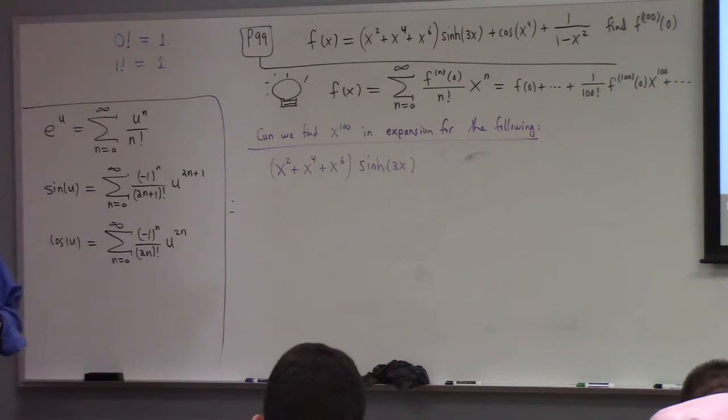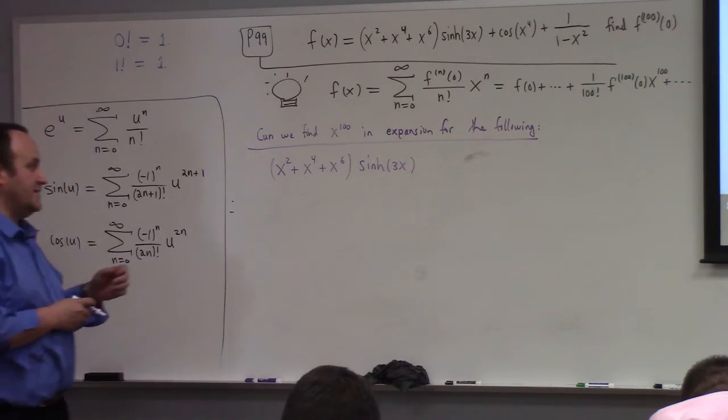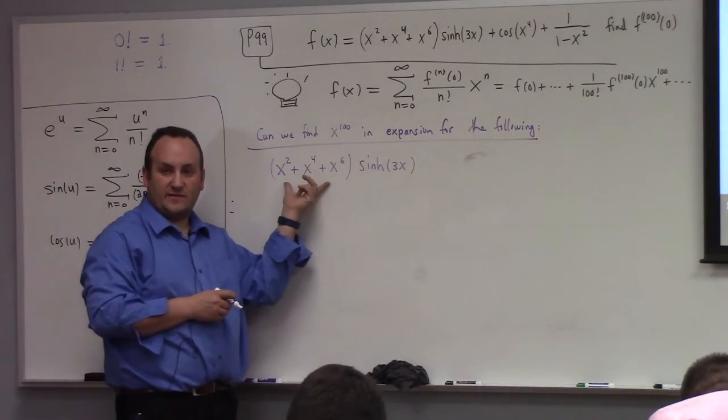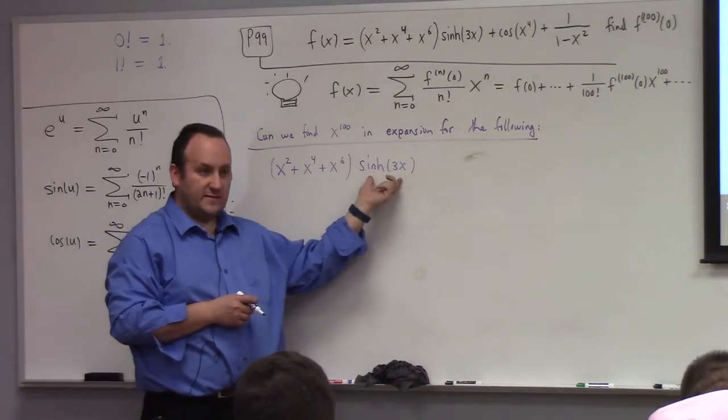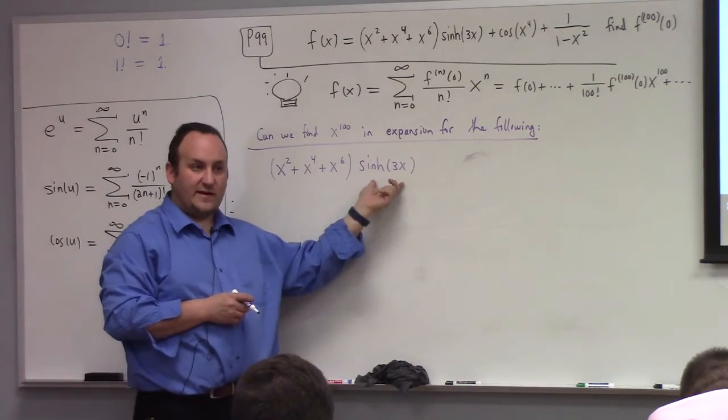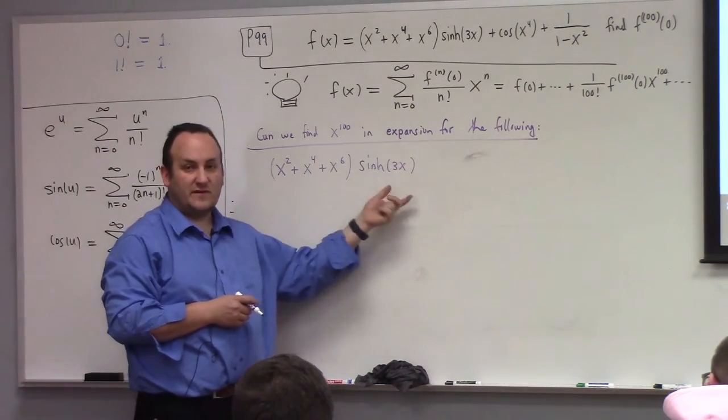I see a no. Why? Because this is an odd function, right? If you replace x with minus x, you get minus sinh of 3x, because the first factor is even and sinh is odd. The product of an even and an odd function is an odd function.